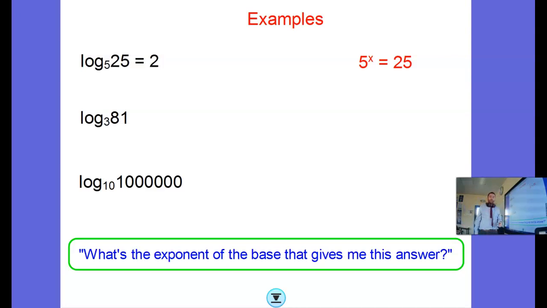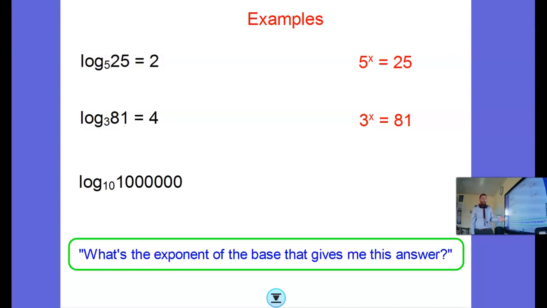Okay, let's look at another couple of straightforward examples. Log base 3 of 81, well, that's saying 3 to the power of something gives me 81. What is that power? What power of 3 gives me 81? Well, I happen to know that 3 times 3 times 3 times 3 is 81. 3 to the power of 4 gives me 81. So I can say log base 3 of 81 equals 4.